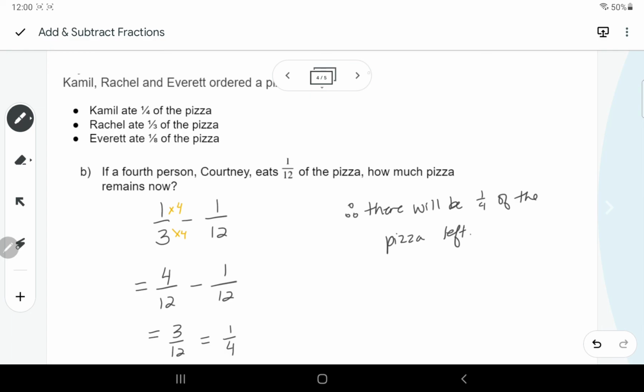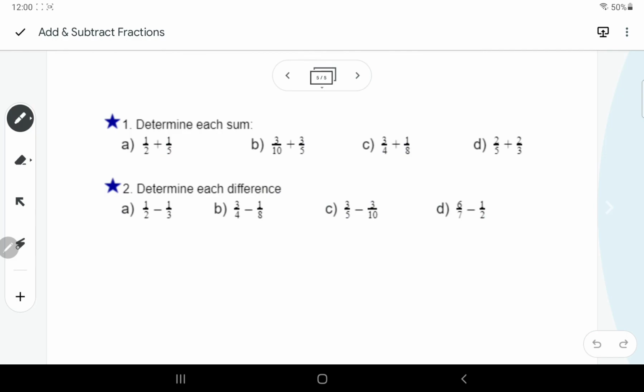So the homework that goes along with this lesson, there's just 2 questions. The first one is for addition, and the second one is for subtraction. Same process for each. Remember to get your common denominators and show your steps.